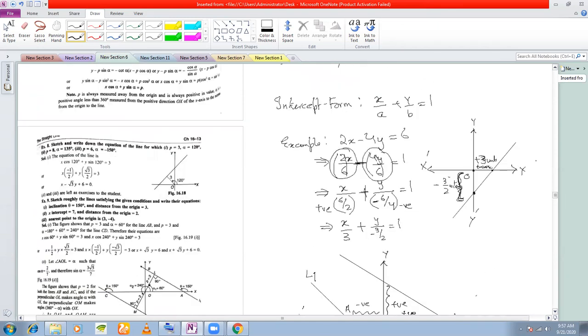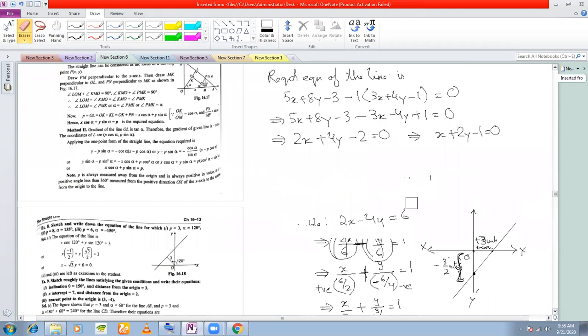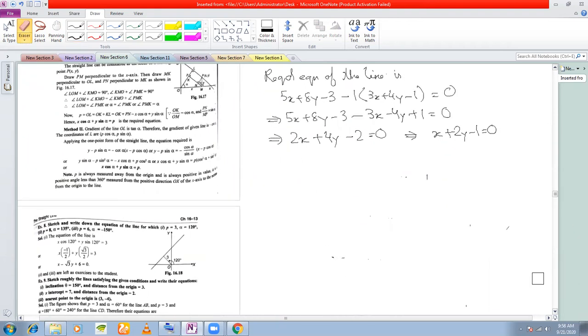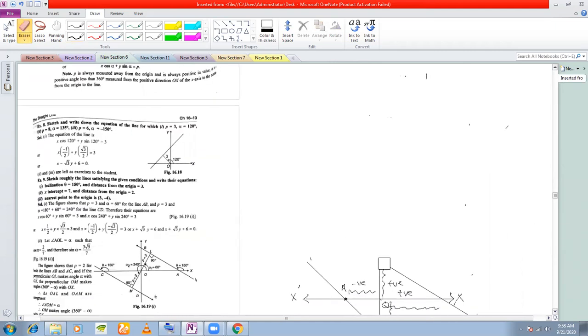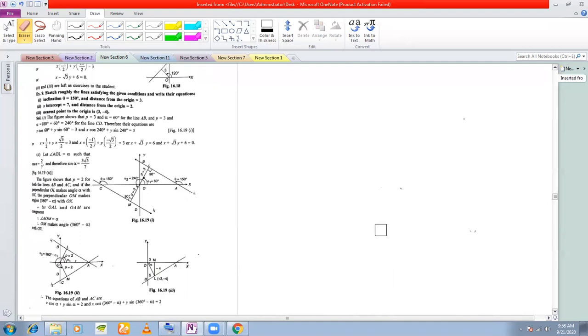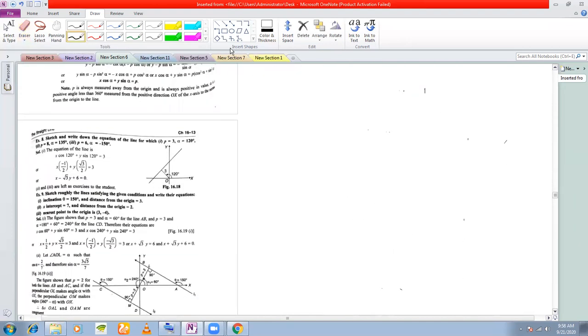So what is important for you is the perpendicular form. Now, the geometric meaning of perpendicular form is not too important, yet. I will discuss this with you, the geometric meaning. The geometric meaning is normally important for your science students.